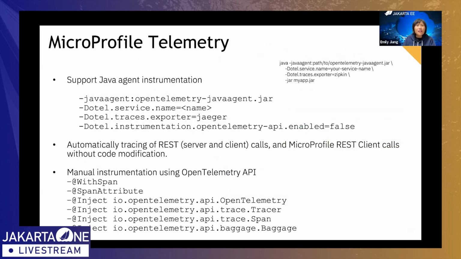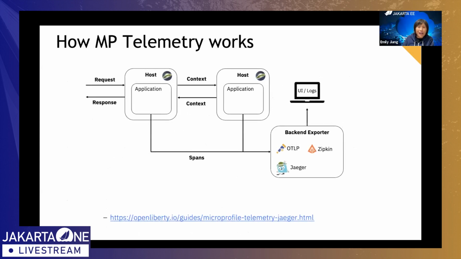In more detail, Telemetry supports the Java agent, which you specify when you start a JVM with these parameters. For automatic, you don't need to do anything. For manual, you can use the annotations @WithSpan or @SpanAttribute. And the beauty is you can directly inject OpenTelemetry. You don't have to bootstrap it, you inject it. This is the beauty added by MicroProfile Telemetry: inject the tracer, inject the span, inject the baggage. So this is how MicroProfile Telemetry works.